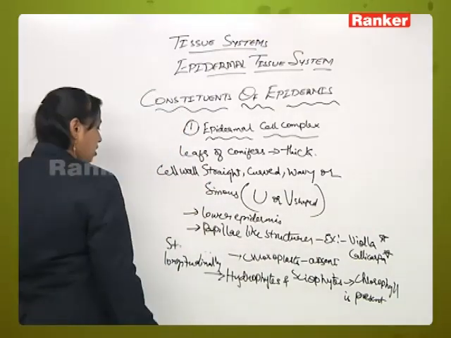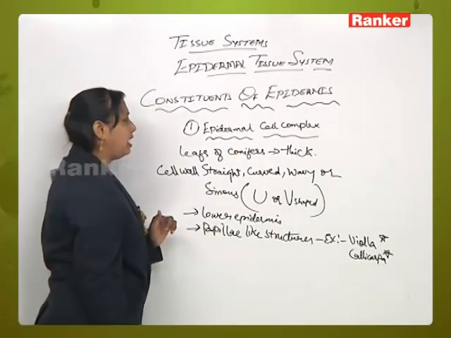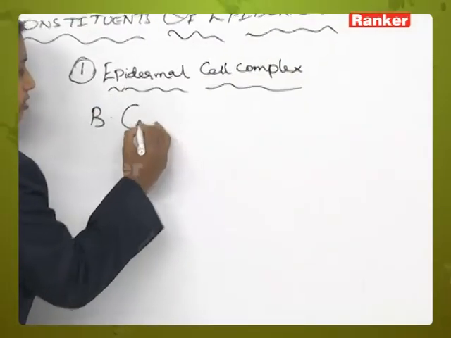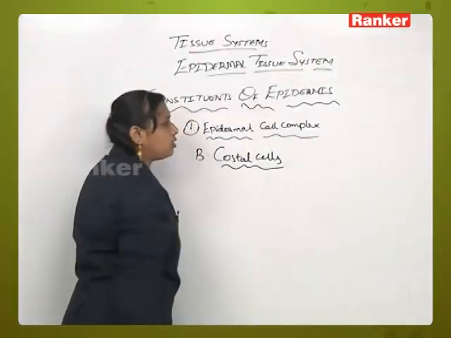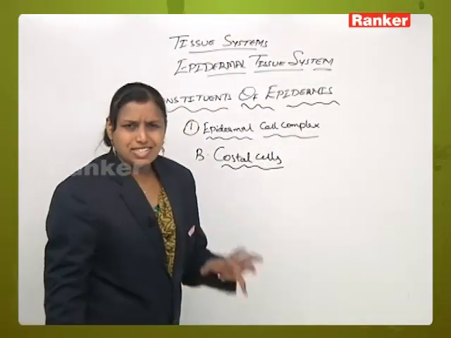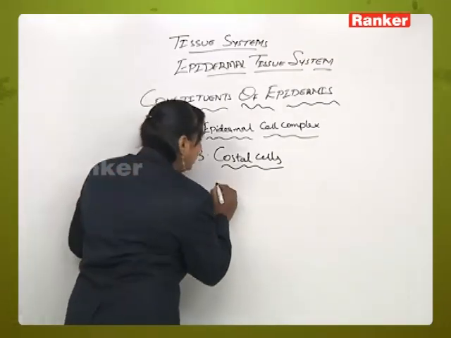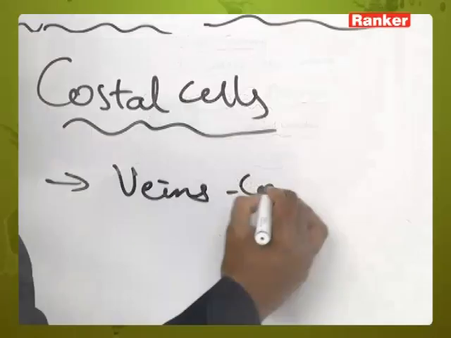Okay, next one more type of cell we have is costal cells. What are costal cells? The epidermal cells which are present on the veins are called costal cells. The cells which are present on the veins of a leaf are called costal cells.